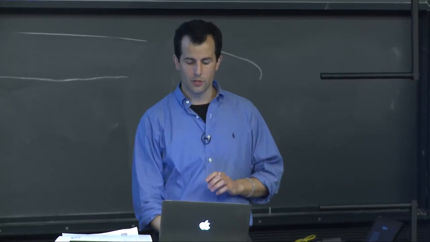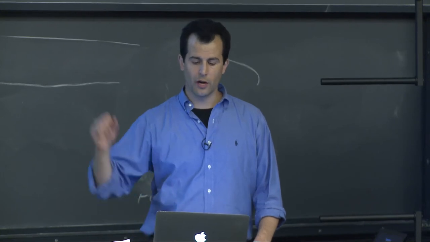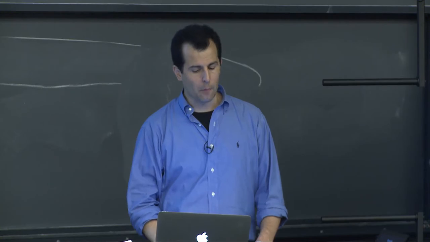So the other recognizers, let's see first before we see them in action one last time, listen for right swipe. So how do I do this? Same idea. I allocated UISwipeGestureRecognizer. I initialize it with target self, and this time I tell it call handleSwipe when the user swipes from a certain direction. But what direction is that? In this case, I have to do one additional step. I have to specify the direction. And according to the documentation, swipe gestures have a direction property. And this crazy long constant is what specifies when I go from right to left, essentially, this is what should actually happen. What should happen?